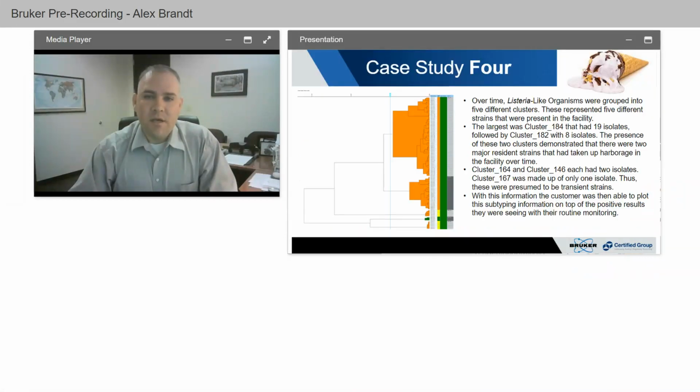So over time, Listeria-like organisms from this facility were grouped into 5 different clusters. These represented 5 different strains that were present in the facility.